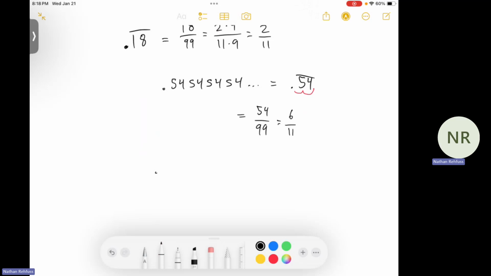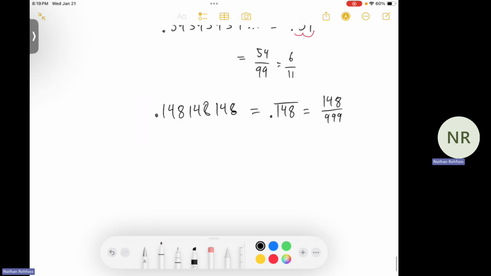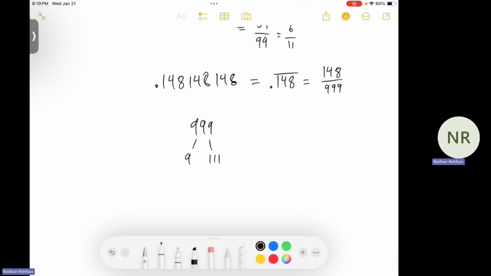So if you had a 0.148148148, that's okay. We're going to call that 0.148 repeating, which means it's the same as 148 over 999. Here, factor trees are going to save our skin. 999 is 9 times 111, right? 111 is divisible by 3, so let's divide it by 3. Turns out you get 37. 3 times 3 times 3 times 37.